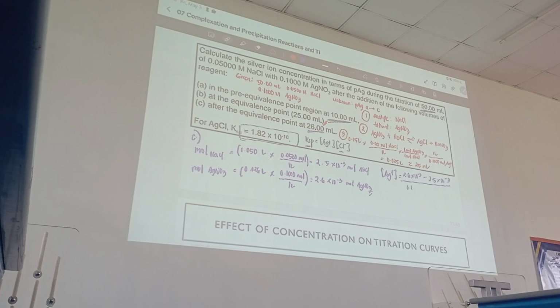Then we add 0.026 plus, 50 liters. That gives 3.158 times 10 to the power negative 3 molar, as the pAg. 2.88. You don't need the Ksp here; Ksp is used at the equivalence point.